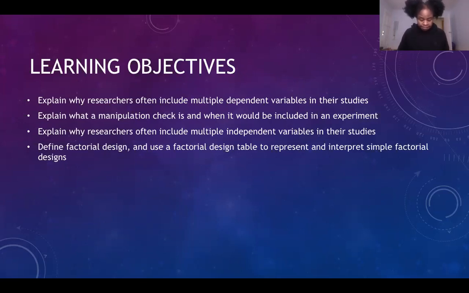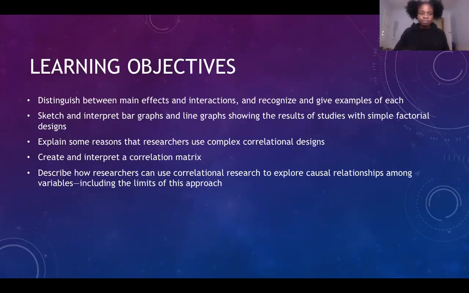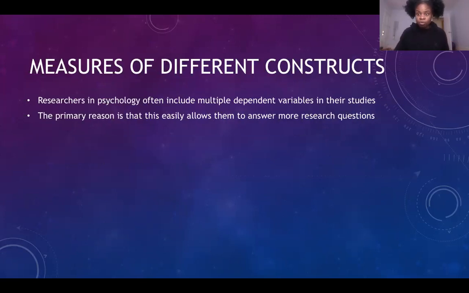So for instance, can you explain why researchers often include multiple dependent variables in their studies? Can you explain what a manipulation check is and when it would be included in an experiment? Can you explain some reasons that researchers use complex research design? Or can you create and interpret a correlation matrix? So again, these are just to be used as points to quiz yourself, and takeaways from the week. Okay, so let's move on.